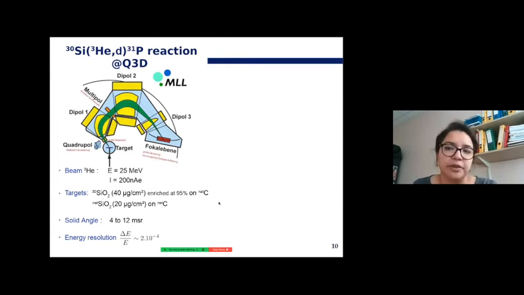So the experiment was held in May 2019 at the Maier-Leibnitz Laboratory in Munich at the Q3D spectrometer. A helium-3 beam was accelerated to 25 MeV and went through a thin target of silicon oxide enriched in silicon-30, which is a stable element. The reaction products were momentum analyzed through the Q3D before arriving at a focal plane.